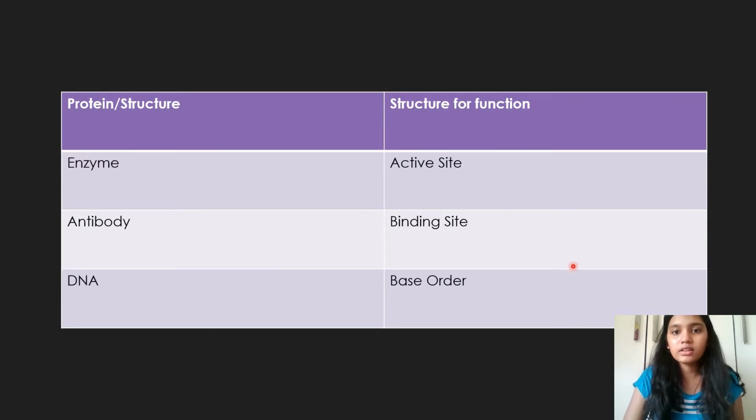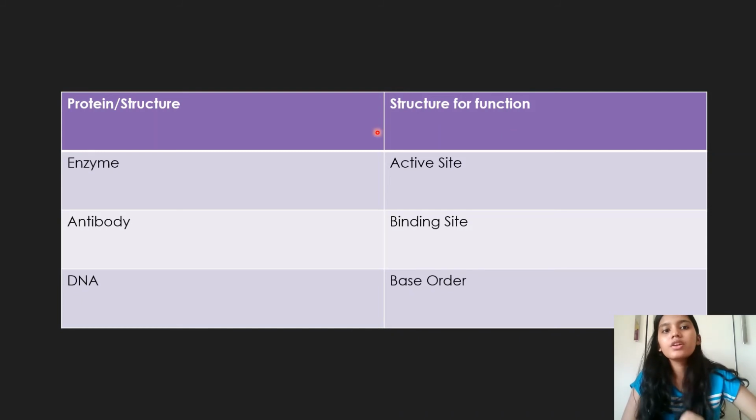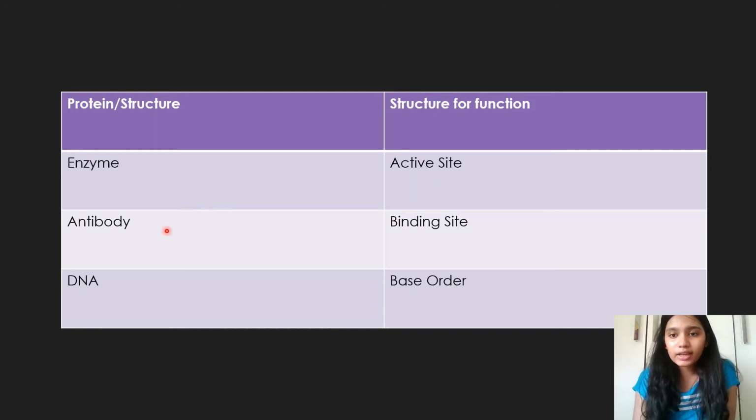Yeah, so this is a part taken from an MCQ paper. You have the structure. If you have an enzyme, it's always going to have an active site, which we will learn in the next chapter. If you have an antibody, it will always have a binding site, which you will learn in chapter 10, don't worry. And when you have DNA, you have the base order.